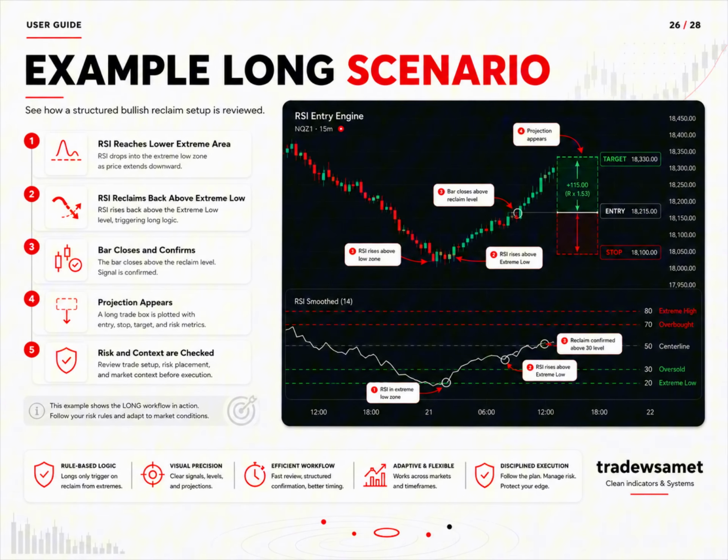Here is a structured long scenario. First, RSI reaches the lower extreme area. This shows that downside momentum is stretched. Second, RSI reclaims back above the extreme low level. Third, the bar closes and confirms the reclaim. Fourth, the projection appears on the chart. Now you can see the projected entry, stop, target, and risk metrics.